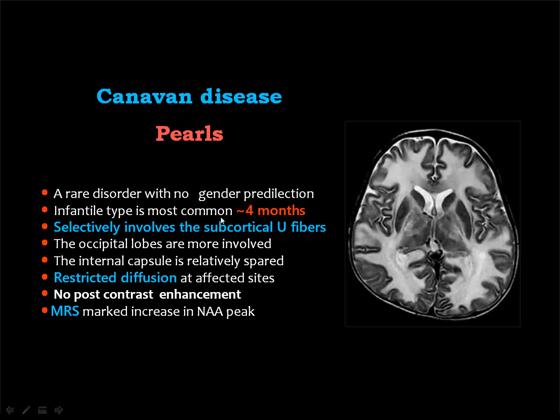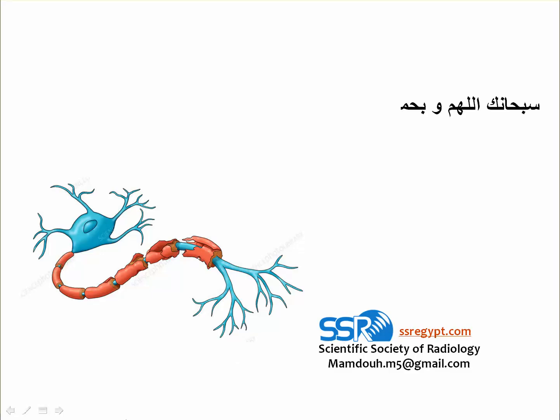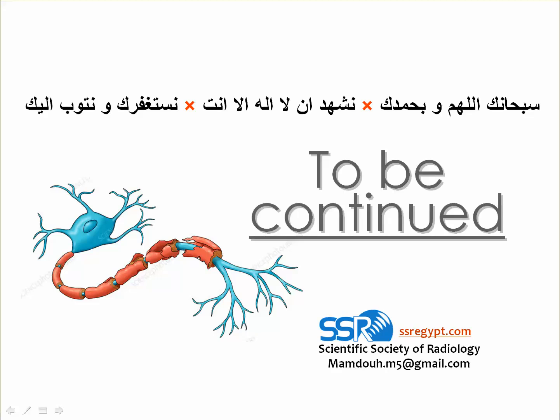Canavan disease is a rare lesion. It's common about the age of 4 months. It selectively involves the subcortical white matter. It starts posteriorly, then progresses anteriorly. The internal capsule is not usually affected. Restricted diffusion may be seen. No post-contrast enhancement. MRS is very characteristic, showing a marked increase in the N-acetyl aspartate peak.